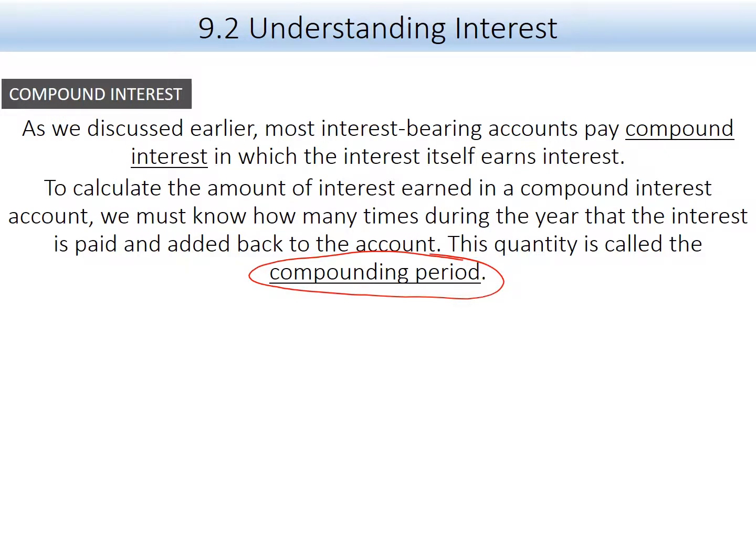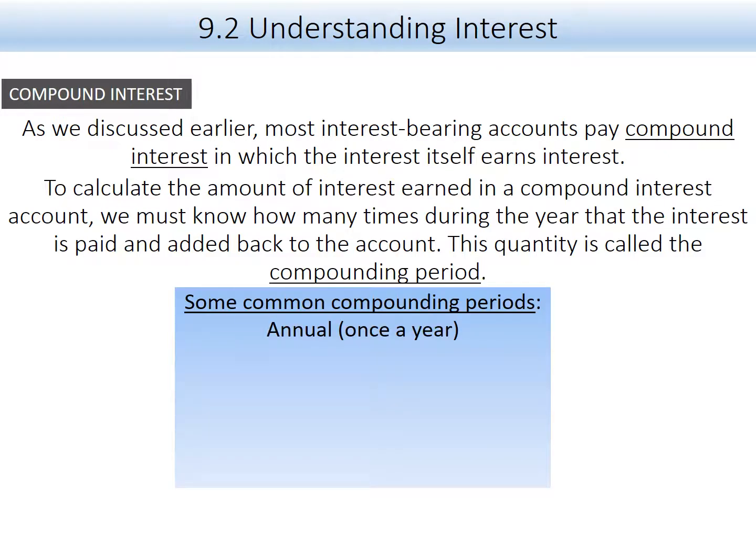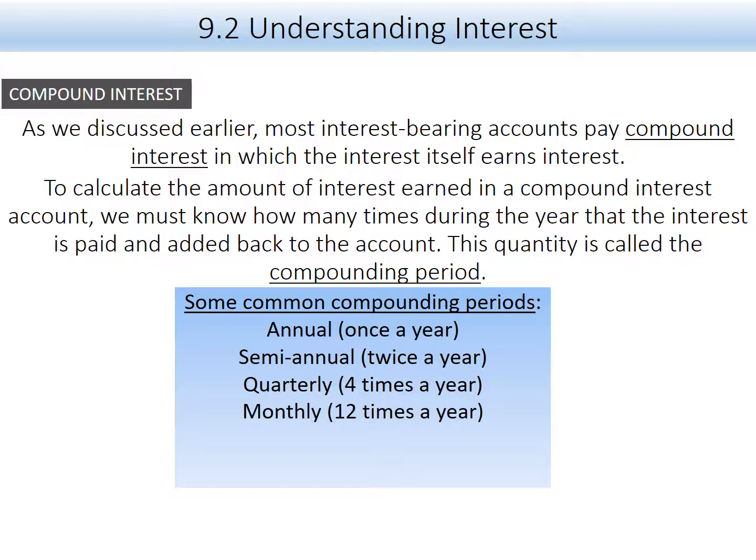And there are some common compounding periods. For example, annual means you compound once a year. Semi-annual means you compound twice a year. Quarterly means you compound 4 times a year. Monthly means you compound 12 times a year. Weekly means you compound 52 times a year. Daily means you compound 365 times a year.